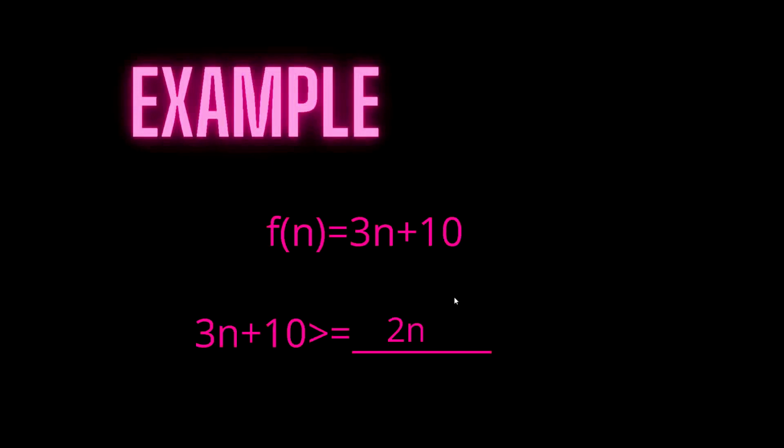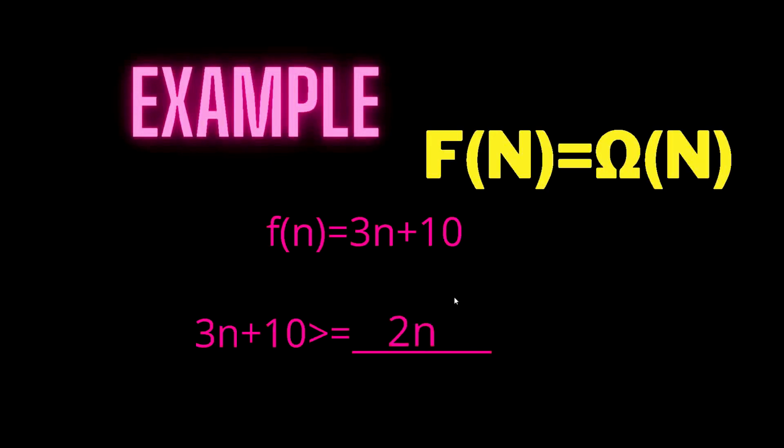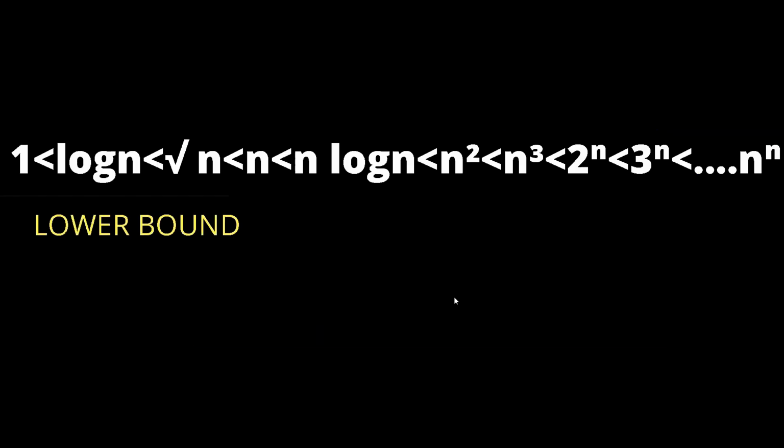Now again, you can put any value of your own. 2n is not the only correct answer. You can put any value which satisfies this particular condition. Here the 2n value has satisfied this condition. Now we can say that f of n is omega of n. In the previous case we said f of n is big O of n. Here we are saying it is omega of n.